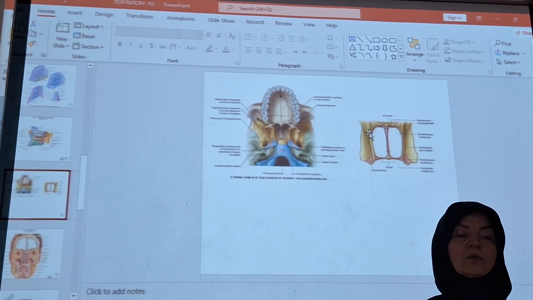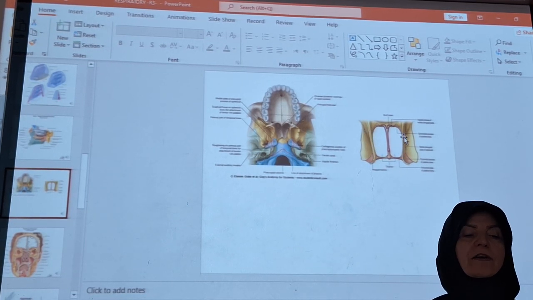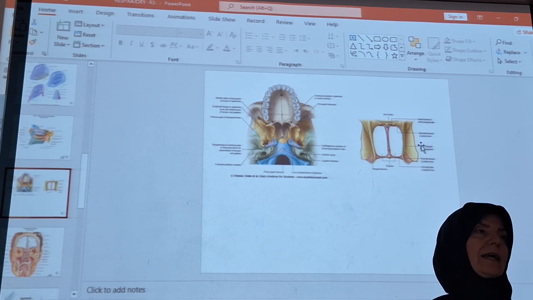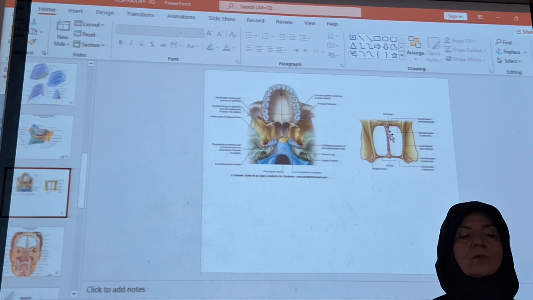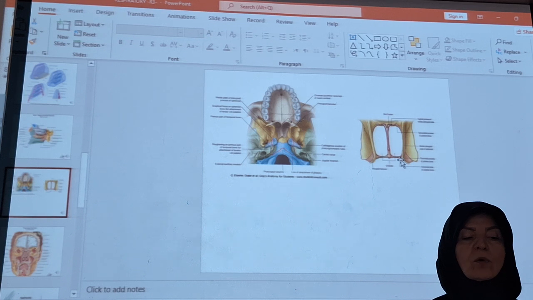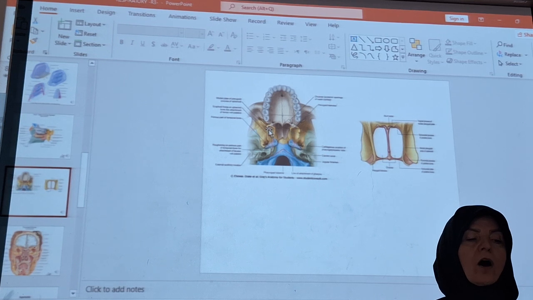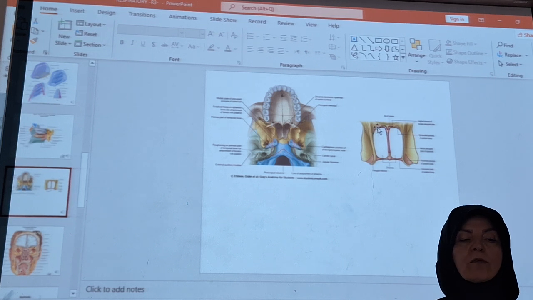Laterally, you can find the medial surface of the medial plate of the pterygoid process. I'm going to explain this corner again. Look at here in your book, you find everything. In this picture, medially the choana is going to be formed by the vomer. Inferiorly by the posterior border of the palatine bone. Laterally by the medial plate of the pterygoid process. And superiorly, it is going to be formed by the vomer.